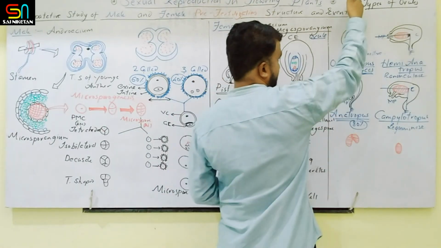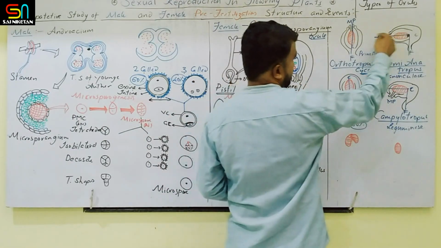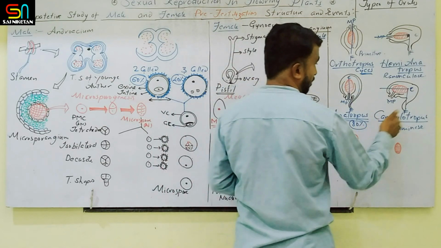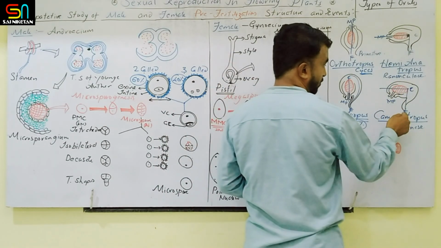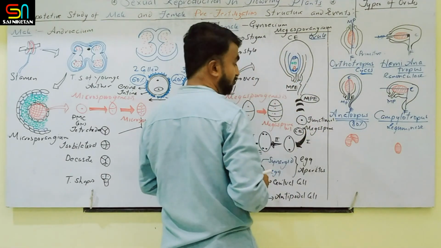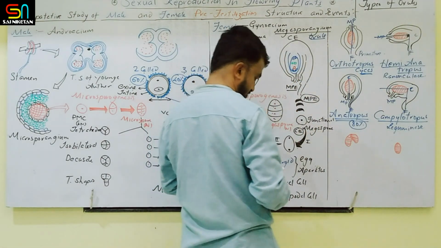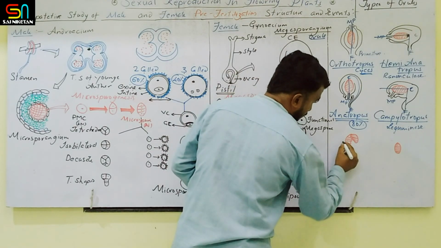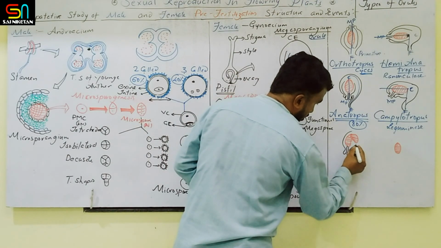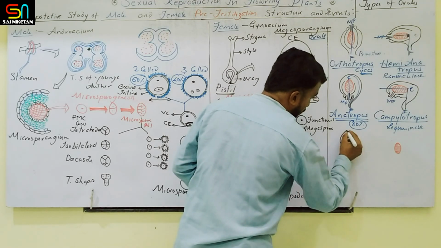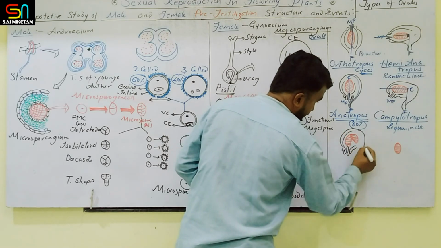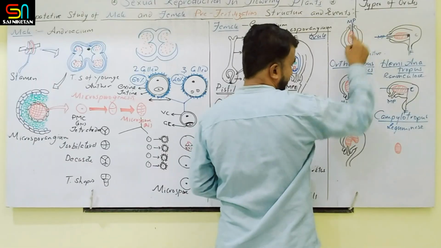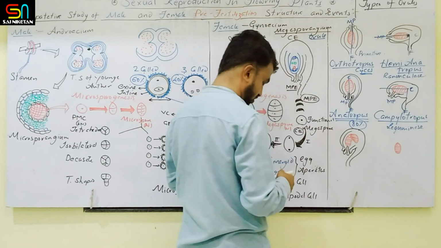So orthotropous, straight line. Hemianatropous, 90 degree. Anatropous, 180 degree. Campylotropous, 90 degree, but micropyle is near to the funicle. Now comes the main point. If curvature occurred, due to that the ovule structure is also curved, and the embryo sac is also curved. Can you differentiate here? Embryo sac is straight here, but here the embryo sac is a little bit curved in nature.